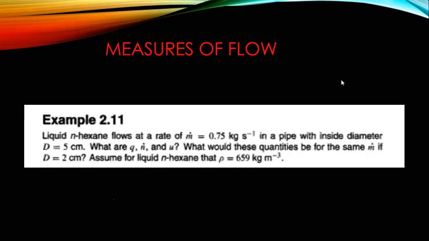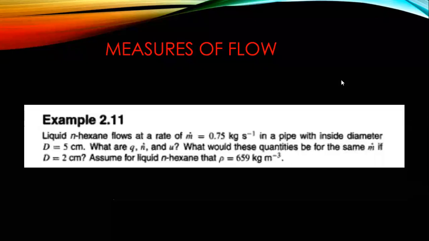So we have m dot. Just use the given density at the end of the problem, 659 kg per cubic meter, and you can solve Q. For n dot, just calculate the molar mass of hexane, then divide m dot by it, and you get n dot. For velocity, Q is equal to velocity times area. So that's how you solve velocity.